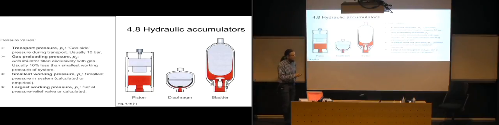And then the largest working pressure, that's set for the pressure relief valve, or it's calculated to what the pressure relief valve has to be if you are designing the system. So if you have a system with an operating pressure of 200 bars, and you have a pressure relief valve set to 210 bars, so that it's going to release fluid back to the tank if the pressure exceeds 210 bars, then that is going to be your largest working pressure, the 210 bars.